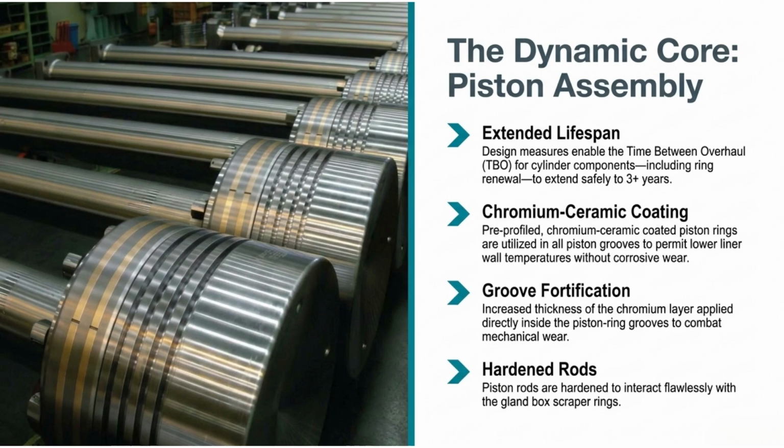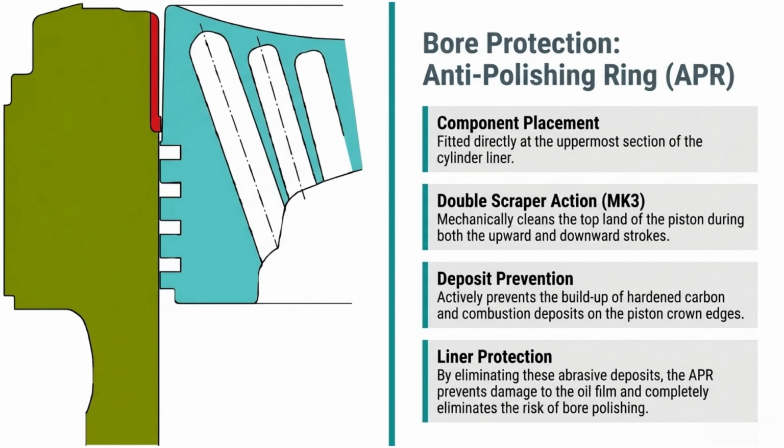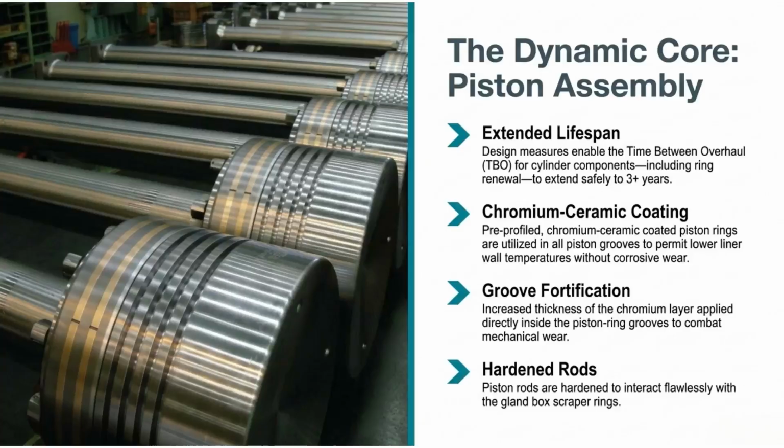In the uppermost section of the cylinder liner, we find the anti-polishing ring, or APR. This component utilizes a double scraper action, specifically the MK3 design, to mechanically clean the top land of the piston during both the upward and downward strokes. By actively preventing the buildup of hardened carbon and combustion deposits on the piston crown edges, the APR protects the liner. Eliminating these abrasive deposits prevents damage to the oil film and completely eliminates the risk of bore polishing.